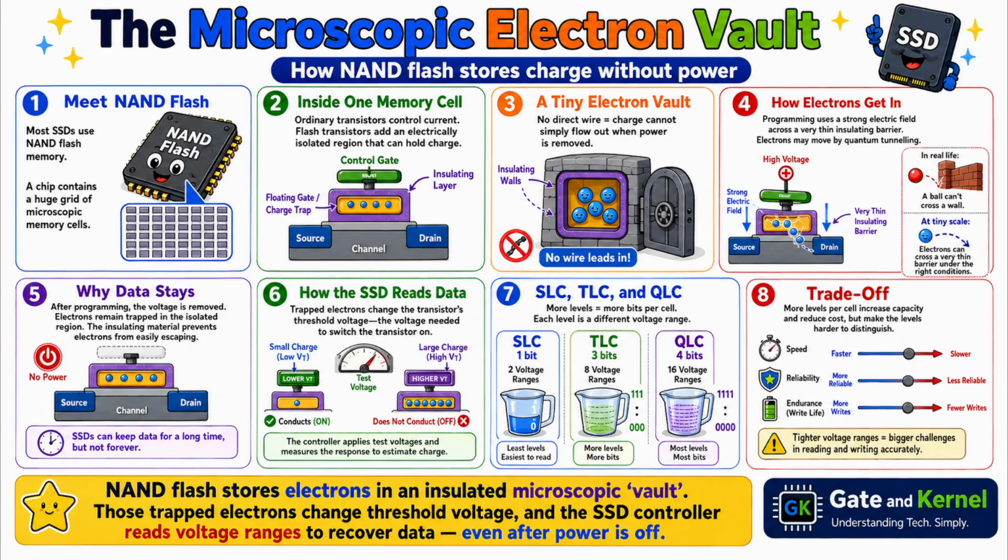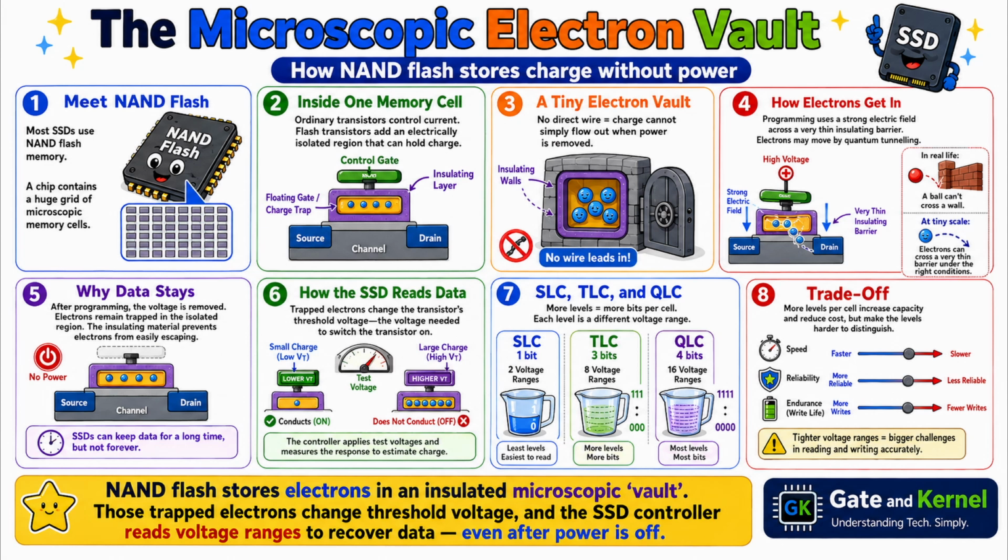Ordinary transistors use an electrical signal to control whether current can flow through them. A flash memory transistor adds another important structure, an electrically isolated region that can hold charge. Depending on the NAND design, this region may be called a floating gate, a charge trap, or part of a replacement gate structure. For our analogy, imagine it as a tiny room surrounded by insulating walls.